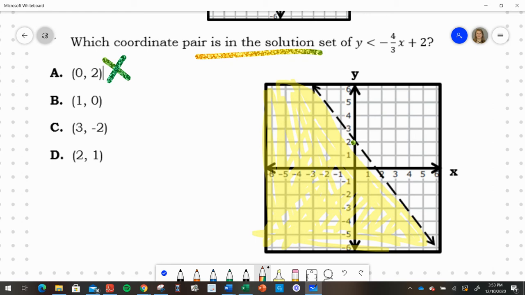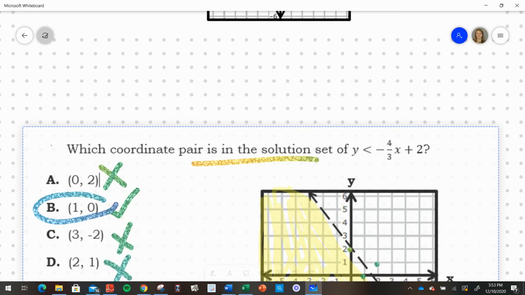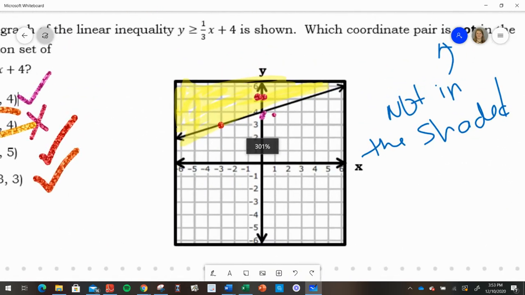If I'm looking at (1, 0), that's right there. That looks like it's part of the solution, looks like it's shaded in. And then I have (3, -2). (3, -2) is again on the line, but because it is a dashed line, it does not count. And if I'm looking at (2, 1), (2, 1) is not even close to the shaded region, so we know that that's not going to be it, right? So just be careful when it is a dashed line, because anything on the dashed line doesn't count, versus if it is on the solid line, it does.